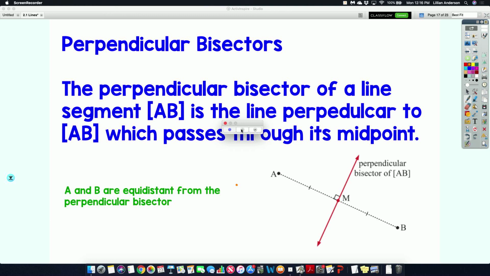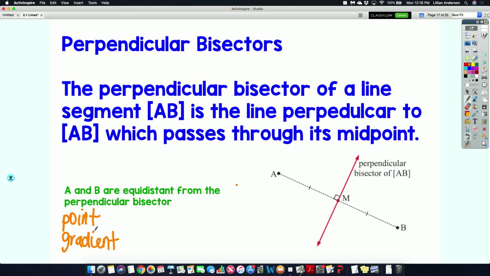When you're writing the equation for the perpendicular bisector, you need 2 things. Just like before, when writing the equation of any line, you need a point and a gradient. The gradient of a perpendicular bisector needs to be perpendicular to AB, or whatever the segment is that they give you. So you'll need to find the slope of AB, whatever those 2 points are, and then get the perpendicular slope of it. Then that's your slope. Since it's a bisector, it goes through the midpoint, so the point you're going to use is the midpoint of AB. Then you'll have your point and your gradient to write the equation of your line.